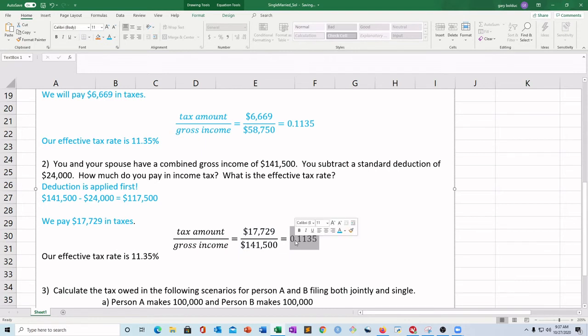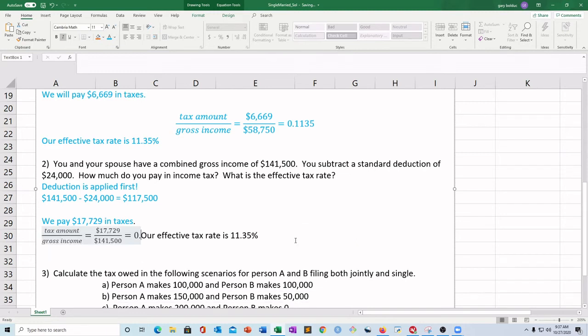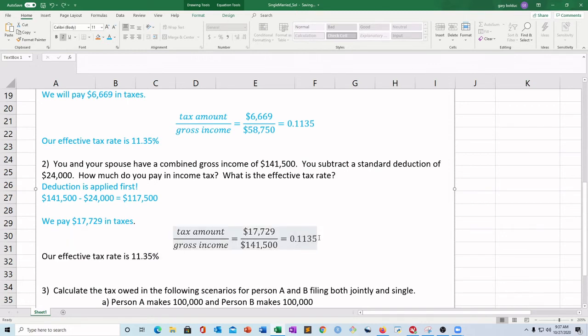What does that become? Well, let's type it in. 17,729 divided by 141,500. That is 0.125, or 12.5%. So altogether we paid 12.5%. So let's take that up.